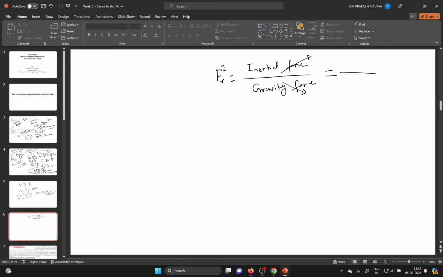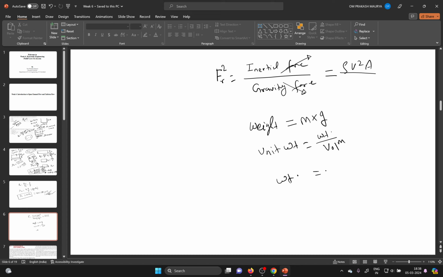Okay, so how it will come: if you calculate rho v square by a, this is the inertia force, and gravity force will come like that, mg, or rho g. That is basically weight. Weight is equal to what? Mass into g. Or in another way we can also calculate if we talk about the unit weight, which is weight divided by volume.